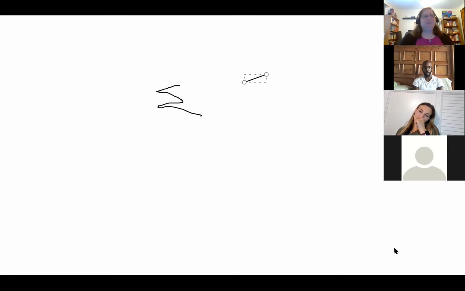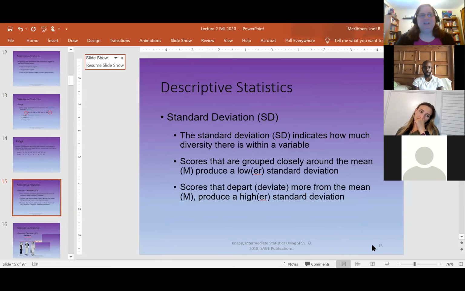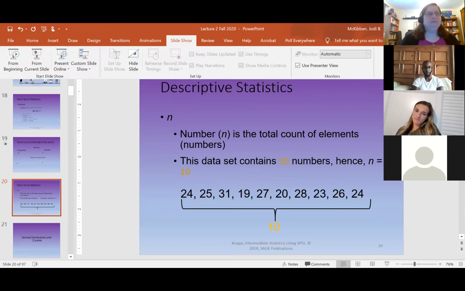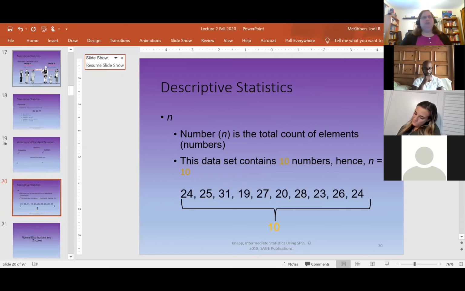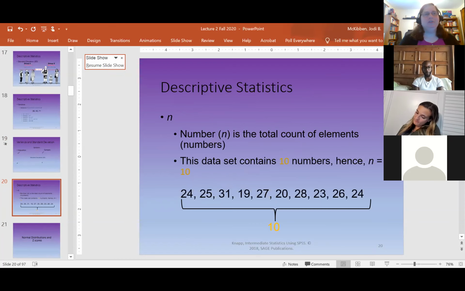Okay, and now we're back here. Lovely. Okay, so let's look at this slide right here. Okay, so we'll try that one more time. Slideshow from the current slide. Why aren't you cooperating?